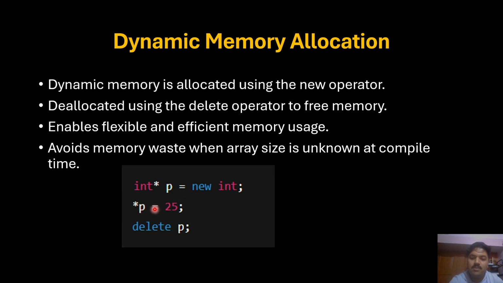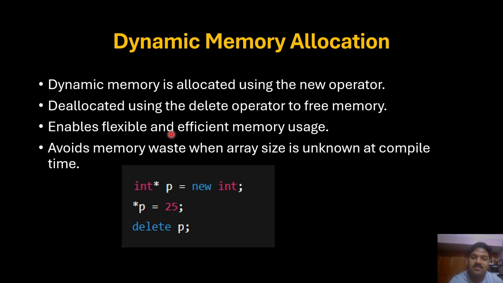Then that pointer p is storing a value. Directly we are assigning the value to star p. It deallocates using the delete operator to free memory. So we can see here int star p equal to new int. New is used to allocate dynamic memory, but here we can see again delete p. So it is used for deallocation.